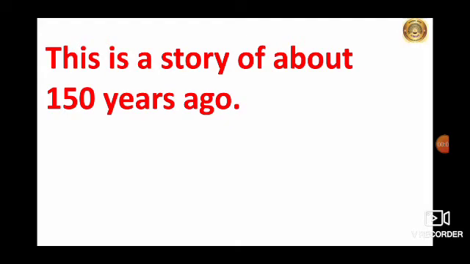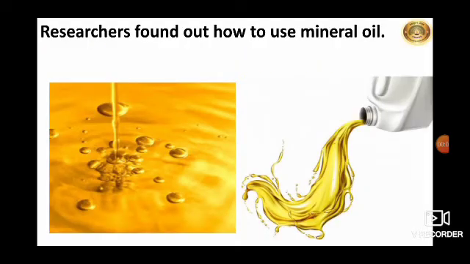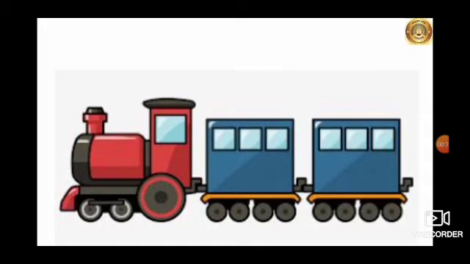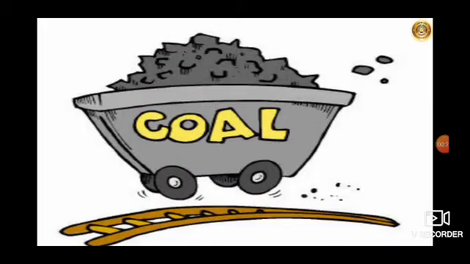Children, this is a story of about 150 years ago. Researchers found out how to use mineral oil. Man now had a new and useful fuel to use. He then invented some vehicles that would run on this new fuel, such as motor car, bus, truck and scooter. They also developed railway engines that would run on coal.